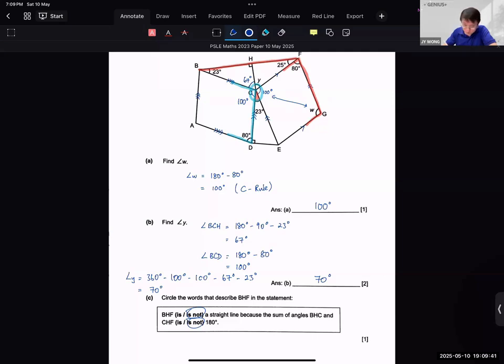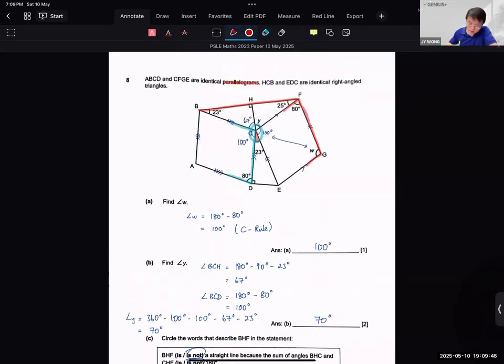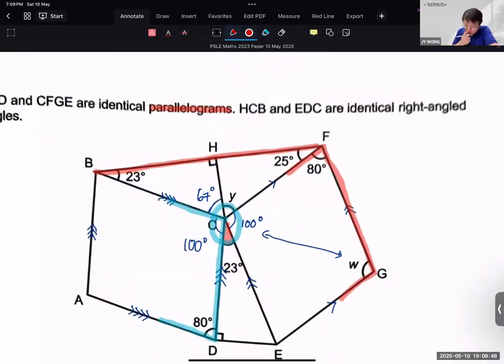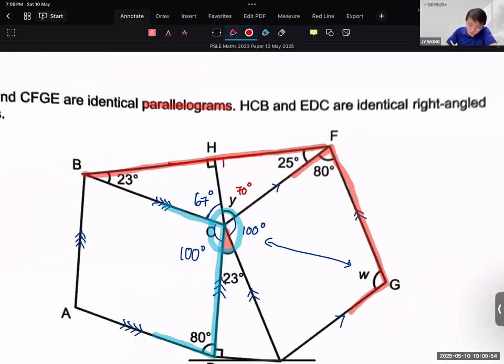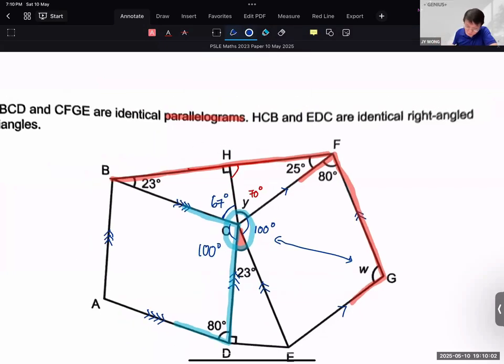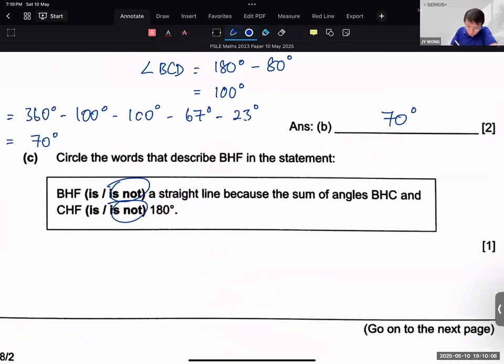So now we come to part C. We have found that angle Y is 70 degrees. So the question here is, is this a straight line? If the assumption is that this is a straight line, then this must also be what? This must also be 90 degrees, right? But now we can actually directly find angle CHF. So based on angle Y, angle CHF is equal to 180 degrees minus your angle Y, which is 70 degrees, then minus away the 25 degrees, right? And you will find the angle CHF is only 85 degrees.